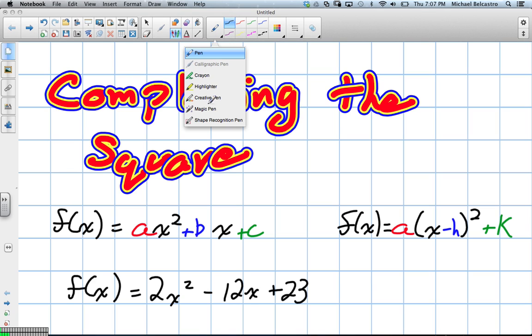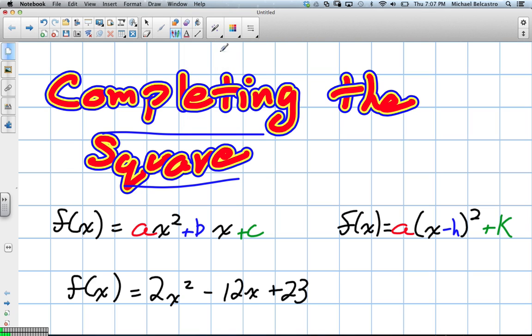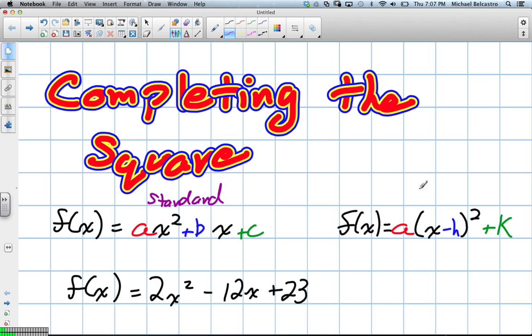Okay, so we're going to go into completing the square. There are two forms you've learned about, and technically a third form, but we're focusing on these two. This is your standard form of a quadratic, and this is your vertex form. The reason it's called vertex form is that it's easy to see the vertex. Here, the vertex is your h and your k value. And standard form is how a quadratic is often represented.